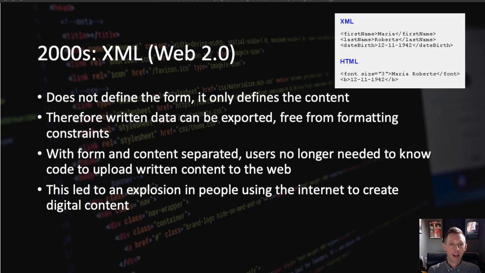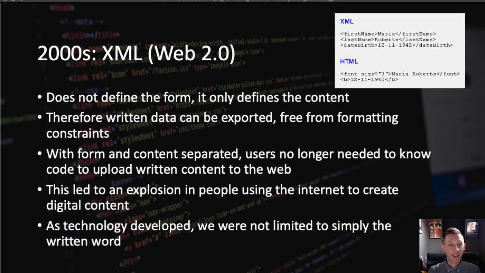And as we now know, as technology developed, we're not limited to just writing. Okay, we can now incorporate pictures, video, all sorts of other aesthetic elements into our written work. So this was the game changer. This was really the start of the web as we know it now. And people being able to experience the web in this way really meant that we had a huge sea change of people using it, and the popularity ballooned.